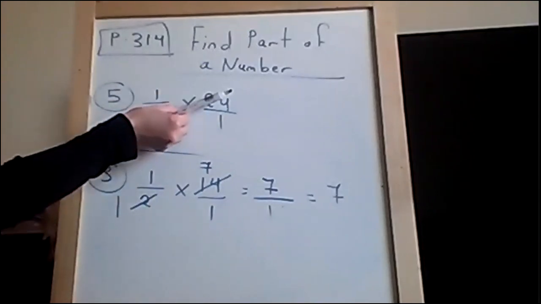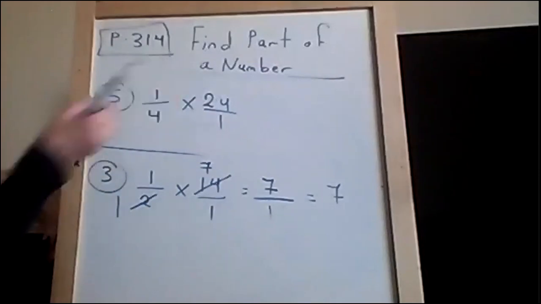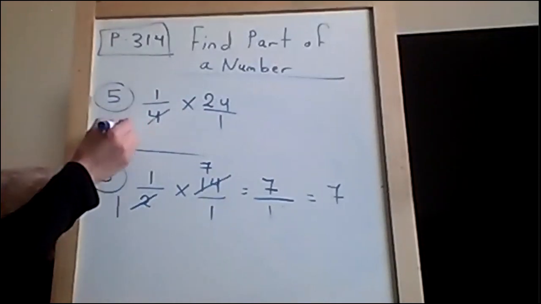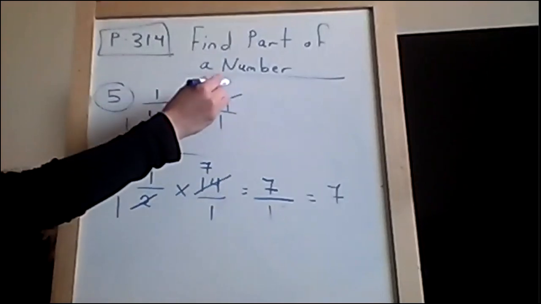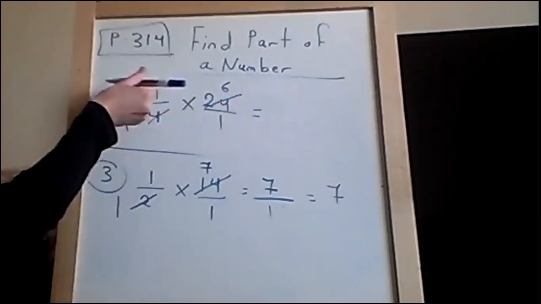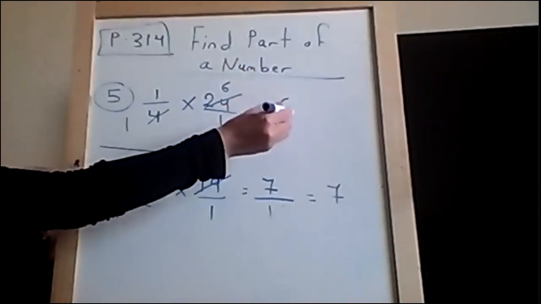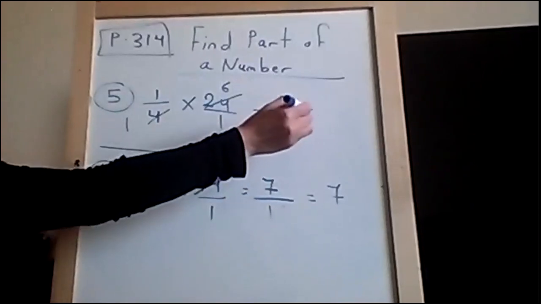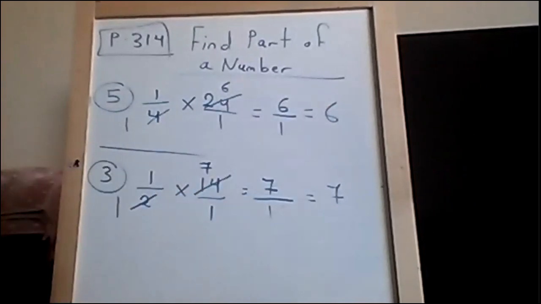Can I make simplest form between the 4 and the 24? Yes. Divided by 4, it will be 1. Divided by 4, it will be 6. Now you have to multiply straight line. 1 multiplied by 6, 6. Then 1 multiplied by 1, 1. So the final answer will be 6.